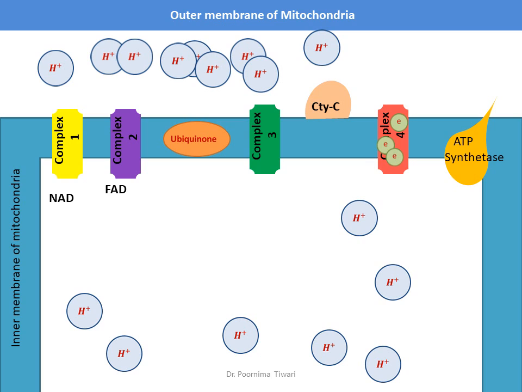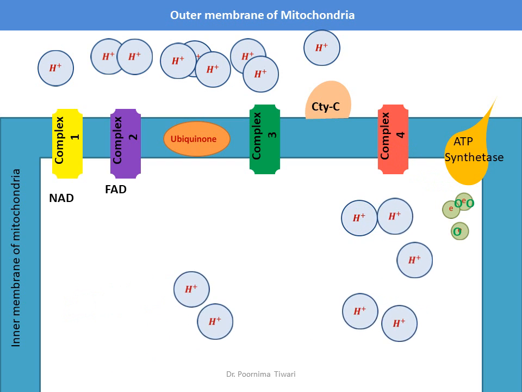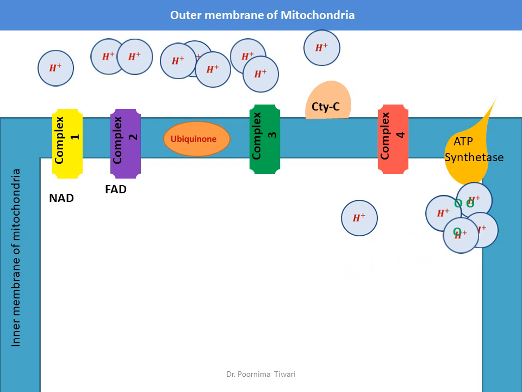Complex 4 gives the electrons finally to oxygen atoms, which takes more protons from the matrix, water is formed, which moves away. So we can see that H ions have a very low concentration in the matrix and a high concentration in the intermembranous space.